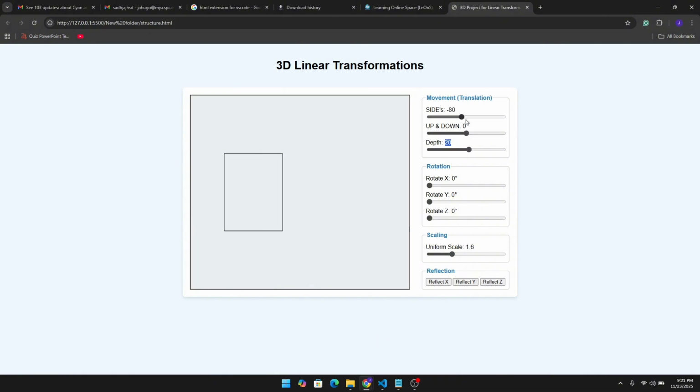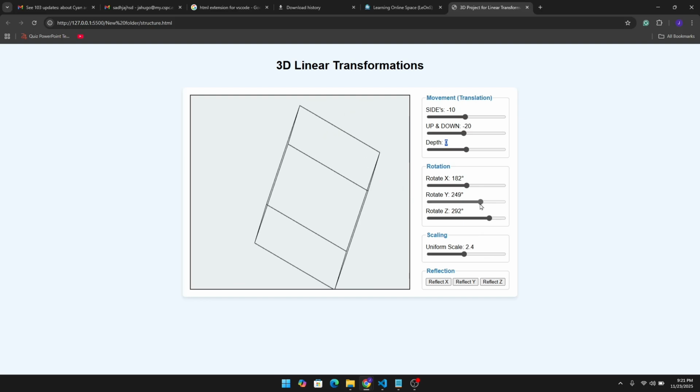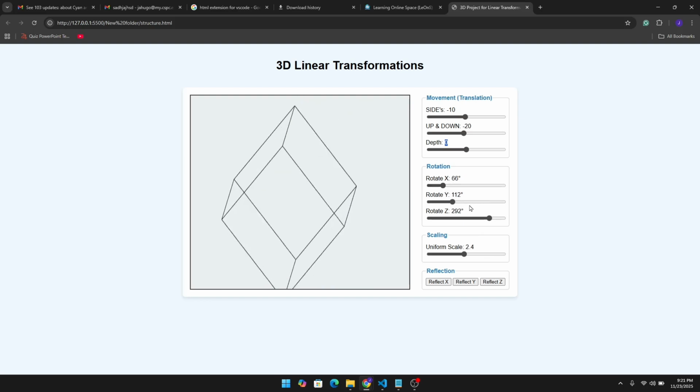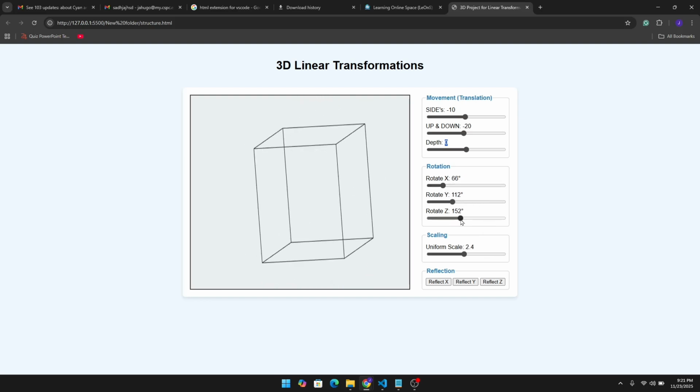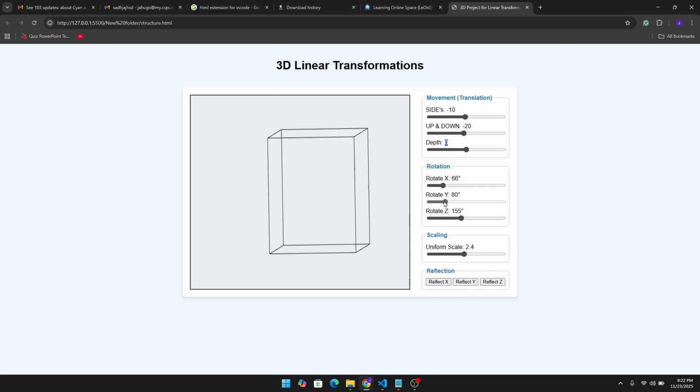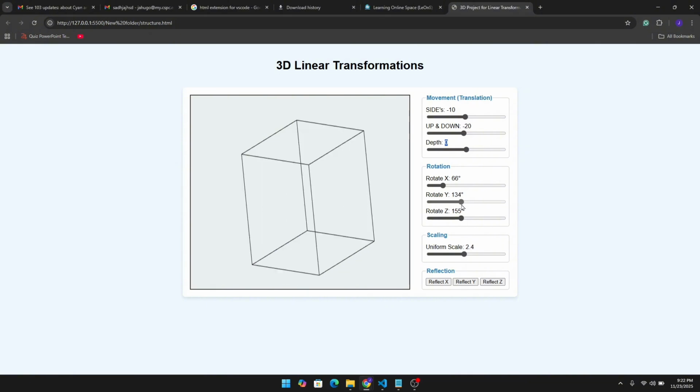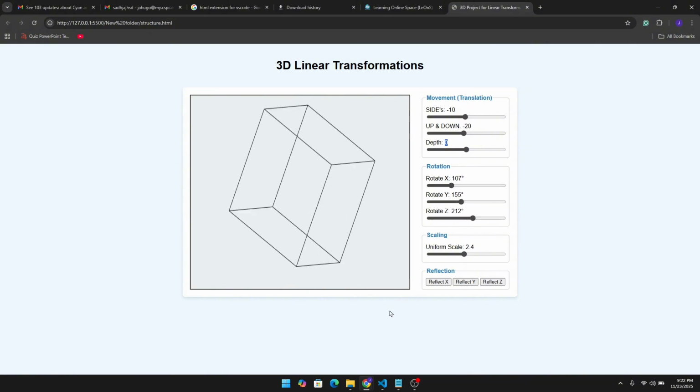So this is for the side, up, and for the depth. You can really see that. Rotation: rotate Y, rotate Z, and this is for scaling. As you can see, there you go. Reflections invert this side to this side. So basically it just inverts these commands and rotations.